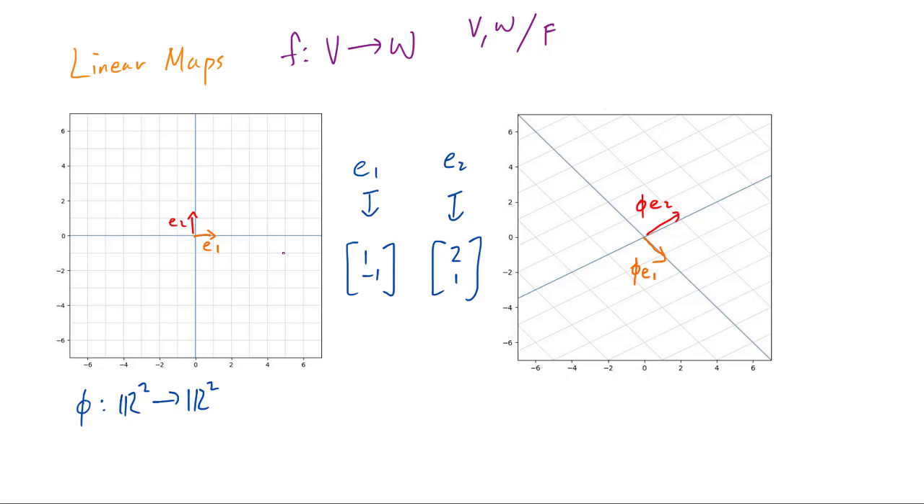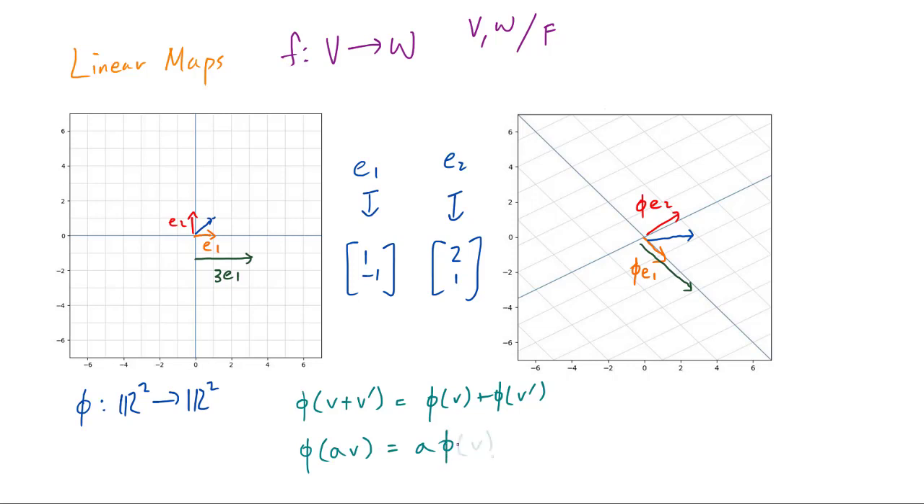And we wanted this map to respect vector addition and scalar multiplication. So when it comes to vector addition, what we wanted is, for example, this vector, like e1 plus e2, to be mapped to phi e1 plus phi e2. So you want this blue vector to be mapped to this phi e1 plus phi e2. And we also wanted, when it comes to respecting the scalar multiplication, a vector like 3 times e1 to be mapped to 3 times phi e1. So more rigorously, we want phi of v plus v prime to be phi of v plus phi of v prime so that vector addition is respected. And similarly, we want phi of a times v to be a times phi of v.